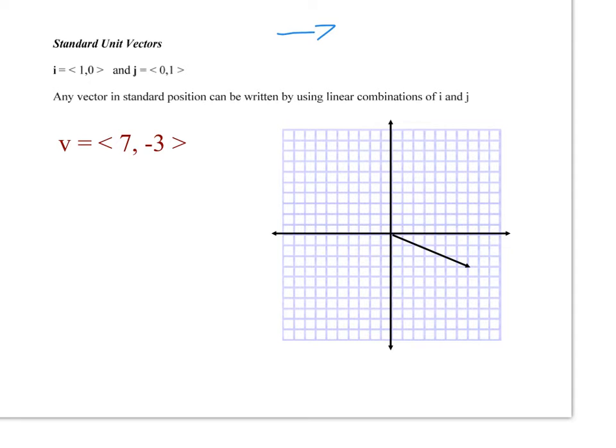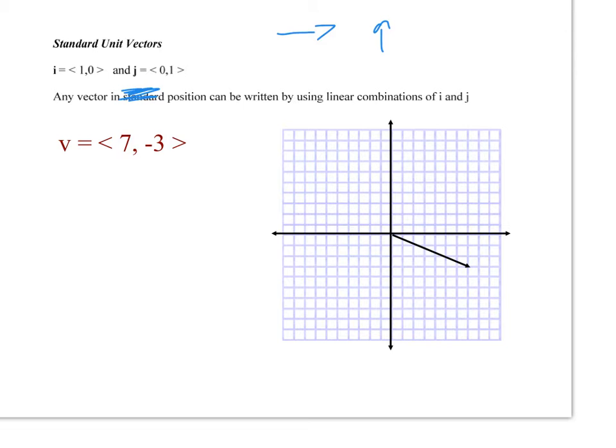And this standard unit vector that's vertical is j, right there. Vector j would look like this. We'll go up 1. So another way to write a vector: if this vector is 7, negative 3, it's a fourth quadrant vector, right? It's right here. Another way to write this vector, which right now is in component form, is using standard unit vectors. It's a linear combination of i and j.